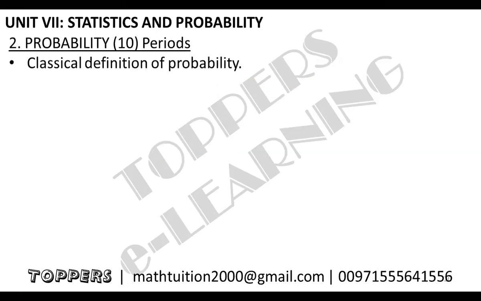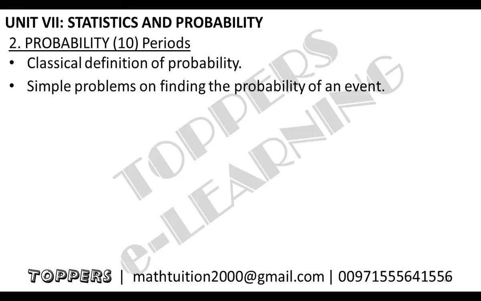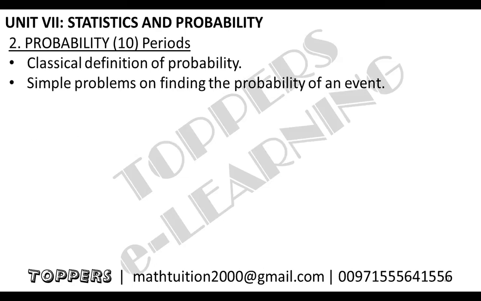Probability, no reduction. Classical definition of probability, simple problems on finding the probability of an event, it is there. So no reduction, nothing is deleted. So almost 30% we can say we got a reduction because of the special situation.